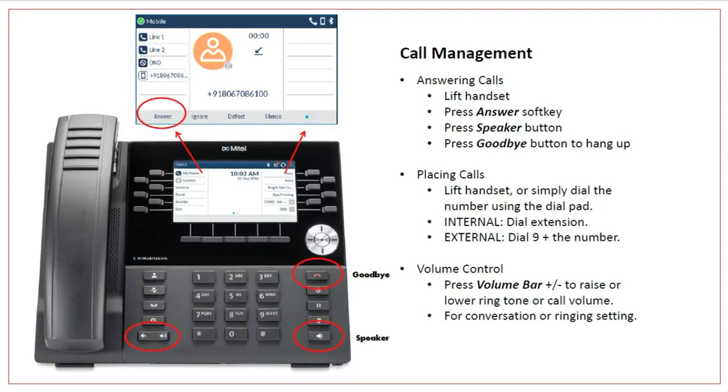So if I'm talking to someone, this becomes a conversational volume. If I hear my phone ringing, this adjusts the ringing volume of my calls. And the settings will stay where you leave them until you change them.